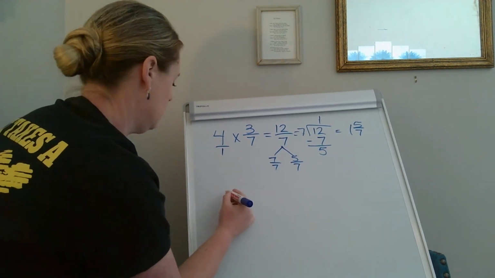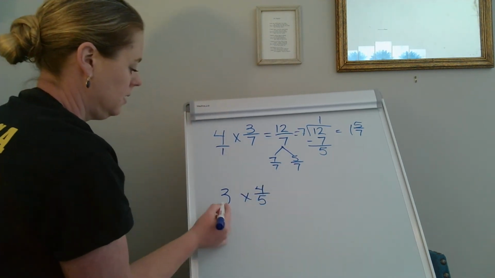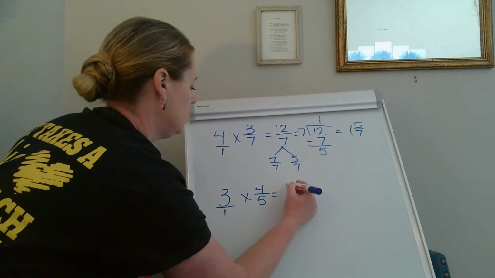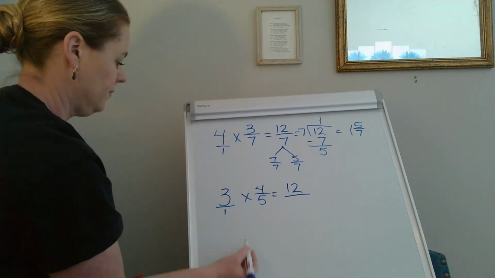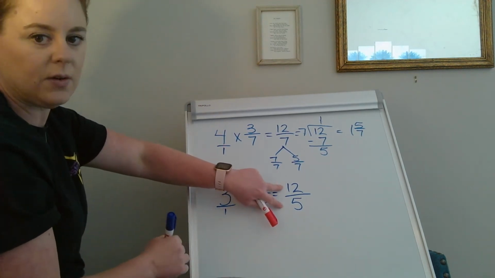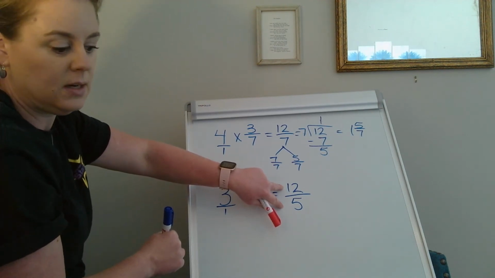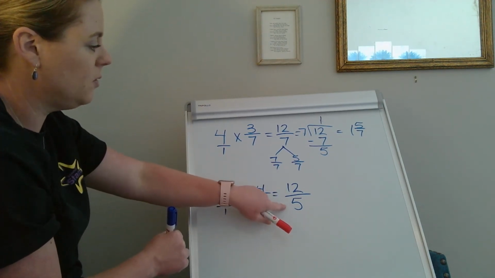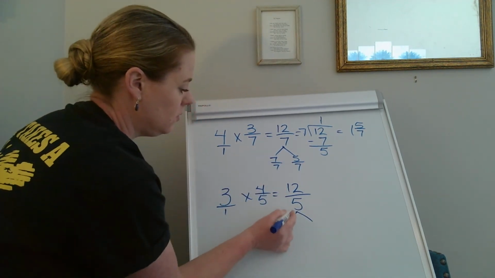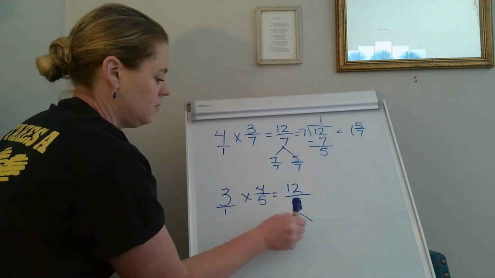So 3, make sure you can see that, 3 times 4/5. So 3 is over 1. 3 times 4 is 12. 1 times 5 is 5. Numerator is greater than the denominator, so it is greater than 1. But I'm going to pull it out. So I'm going to do it one way this way. So 5/5. That's my 1 whole.